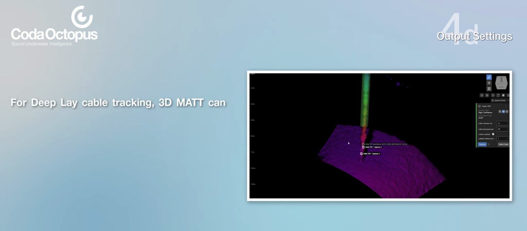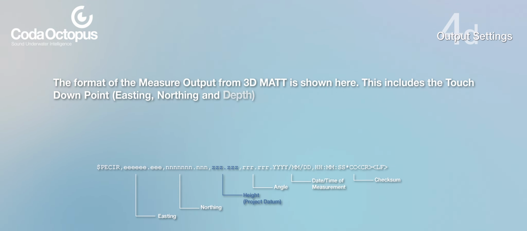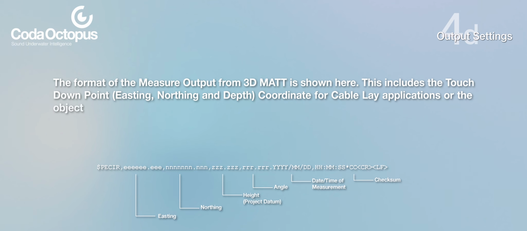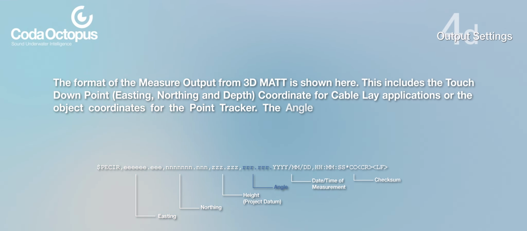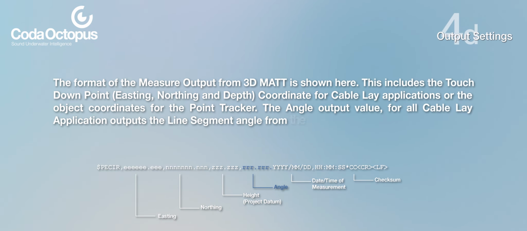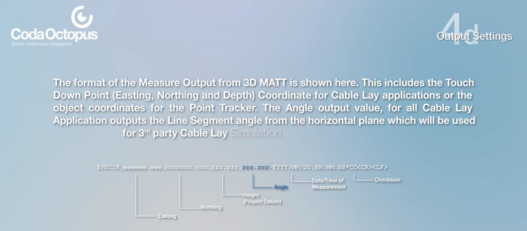The format of the measure output from 3D mat is shown here. This includes the touchdown point, easting, northing, and depth coordinate for cable lay applications, or the object coordinates for the point tracker. The angle output value for all cable lay application outputs the line segment angle from the horizontal plane, which will be used for third-party cable lay simulation and estimation software.